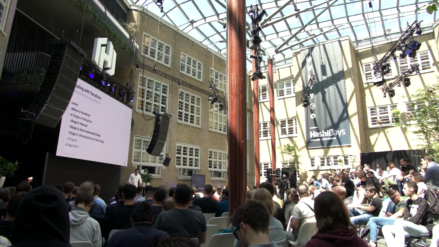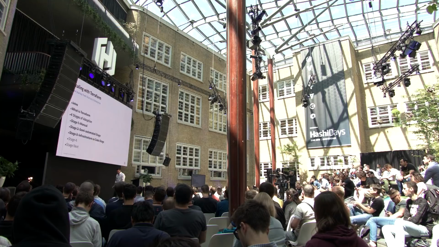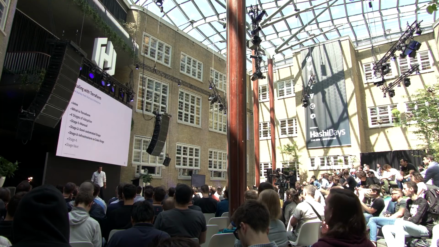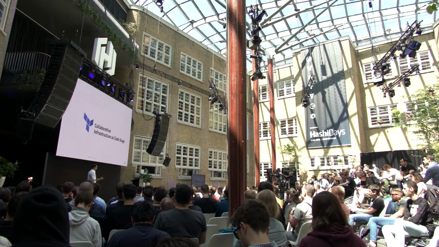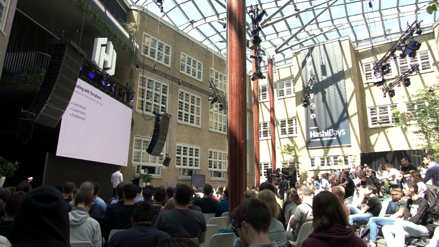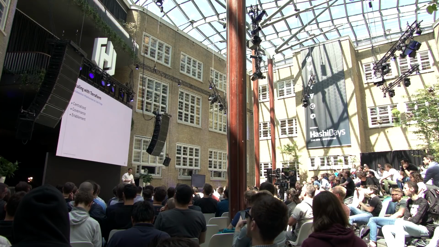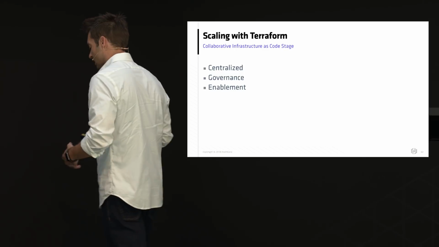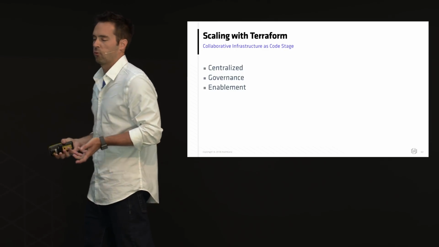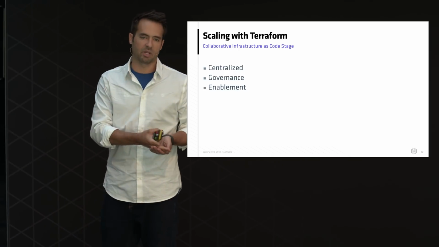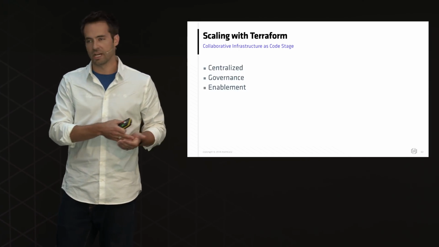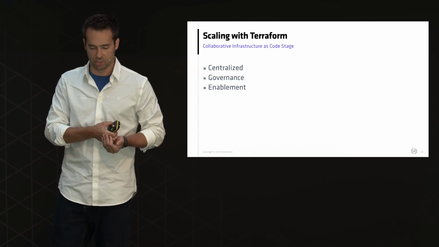So that's the infrastructure as code stage. We're going to go on to the next stage, the final form, as I've conveniently laid it out. Collaborative infrastructure as code stage. It's like the infrastructure as code stage, but it's collaborative. At this point, we start seeing a shift in how Terraform is used. Terraform is still the point where changes are happening. It's still automating the creation, the modification, and management of your infrastructure.